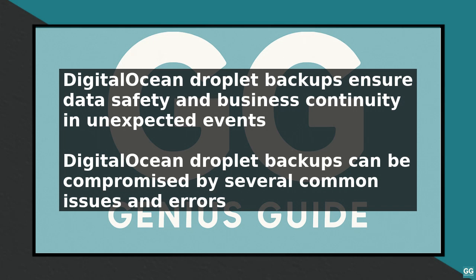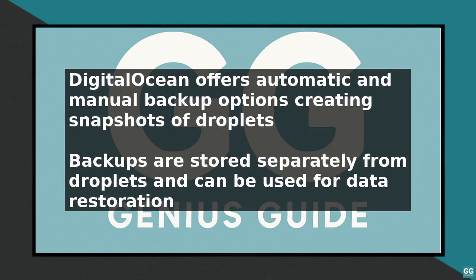Understanding DigitalOcean Droplet backups. Before diving into the issues, it is crucial to understand how DigitalOcean Droplet backups work. DigitalOcean offers automatic and manual backup options, which create a snapshot of your droplet at a given time. These backups are stored separately from your droplet and can be used to restore your data in case of a disaster.